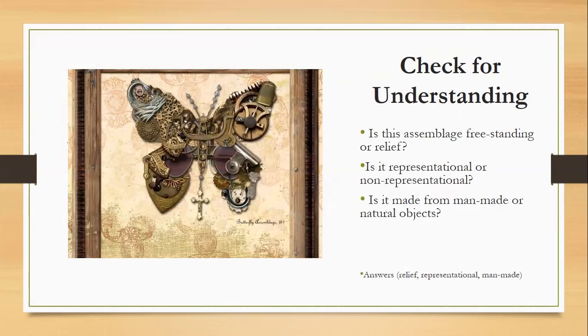Okay, to check our understanding. Is this assemblage freestanding or relief? If you guessed relief, you are correct. It is attached to a surface. Is it representational or non-representational? This assemblage is representational because it is in the shape of a butterfly. Is it made from man-made or natural objects? If you look really closely, you can see that it is made from man-made objects. You can see jewelry and gears and other small items that you might have lying around the house.